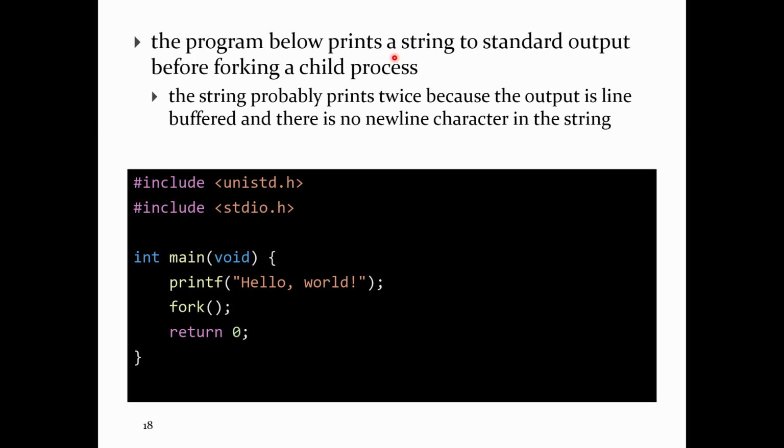Now, when I call fork, I copy the parent's memory space, so I also copy what's sitting in the output buffer. So when you return down here, both buffers get flushed. The parent buffer gets flushed, and then the child buffer gets flushed. So they both end up printing out hello world. So you have to be a little bit mindful of that.